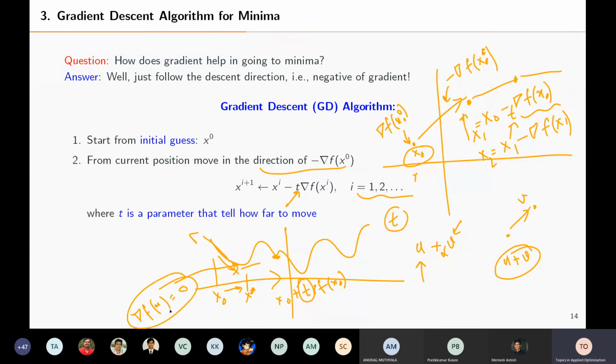So one way to know when to stop this algorithm is that you compute the gradient of f and take its norm, and if it is 0, then you know that the tangent has become flat, so possibly I have reached a minima. Numerically you may not get an exact 0, so sometimes you may have to stop at 10 to the power -9 or -10, depending on whatever.